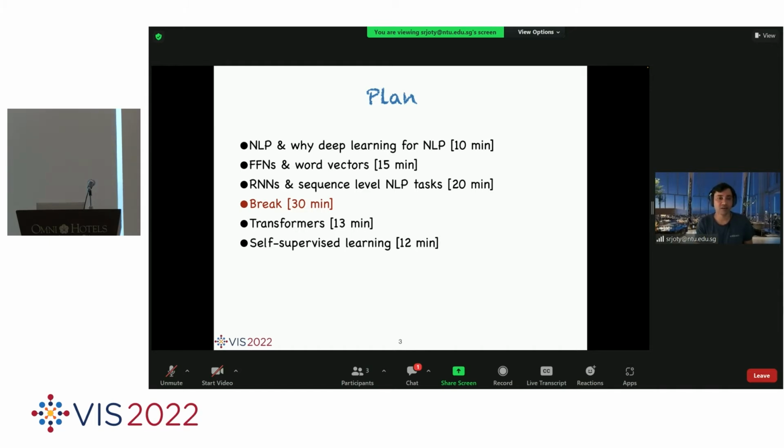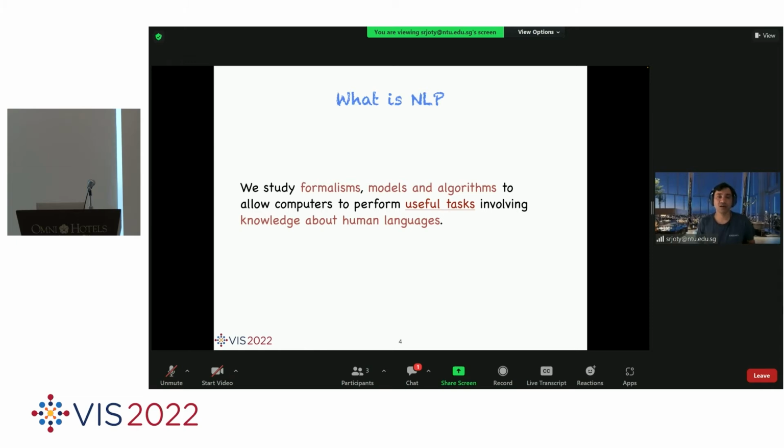Okay. So without further ado, what is NLP? In NLP, we study formalisms, models, and algorithms that allow computers to perform some useful tasks. And these tasks usually involve knowledge about human language.